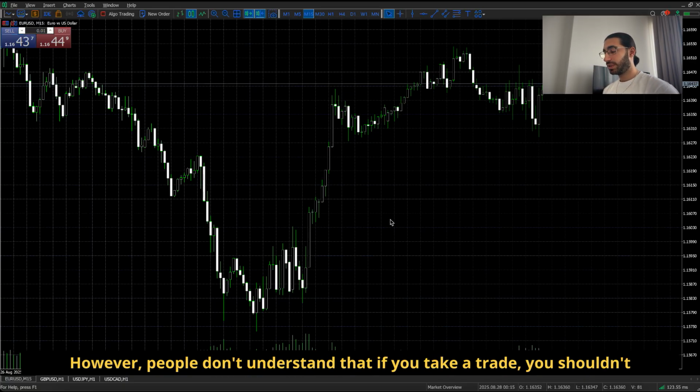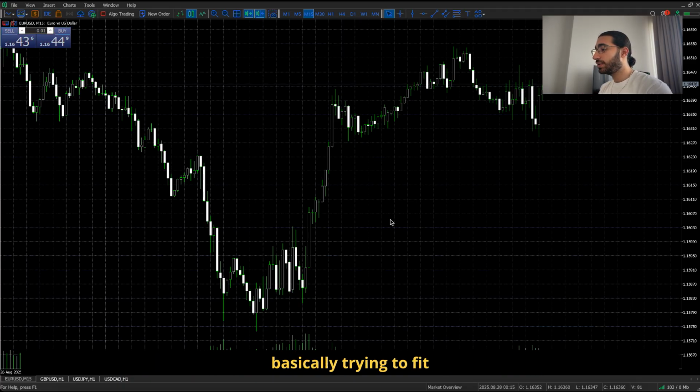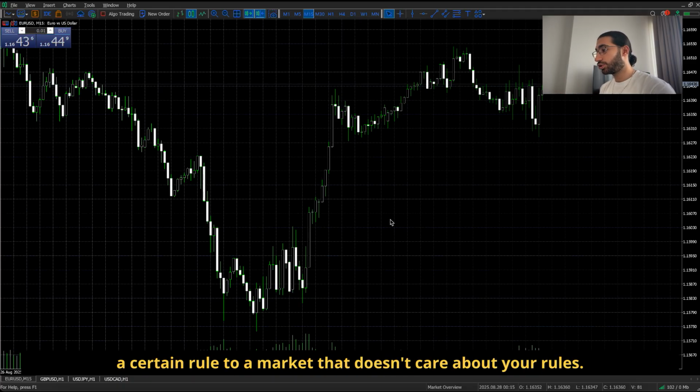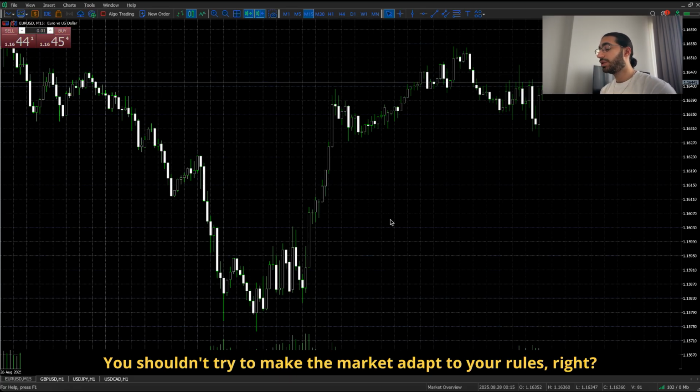However, people don't understand that if you take a trade, you shouldn't try to make this rule fit the opportunity that you're looking at, because you're basically trying to fit a certain rule to a market that doesn't care about your rules. These are your own rules. So you should adapt to the market. You shouldn't try to make the market adapt to your rules, right?